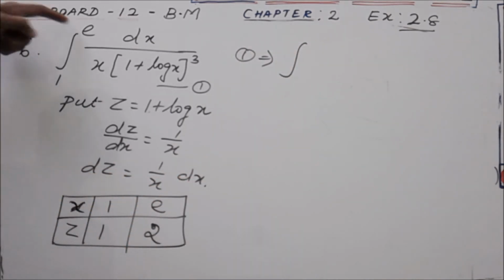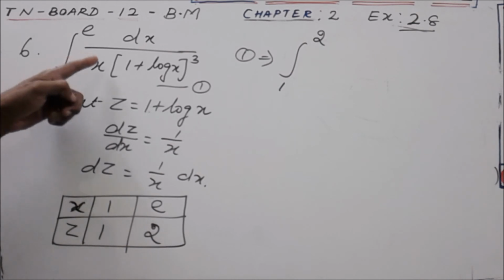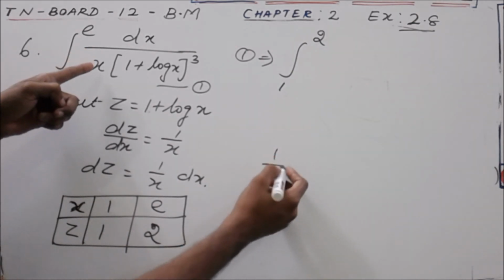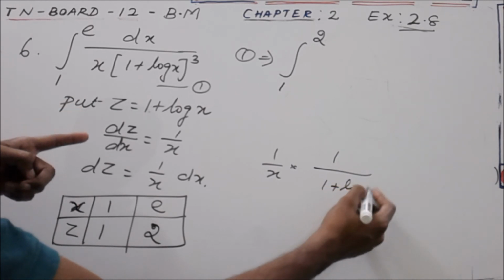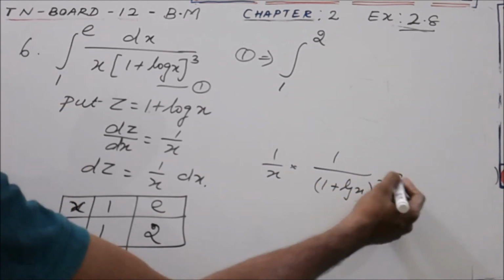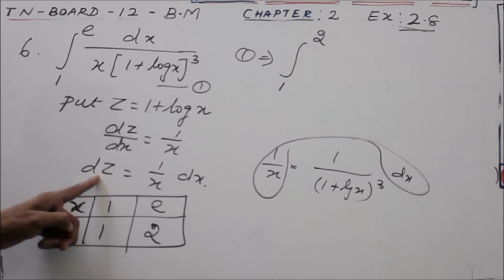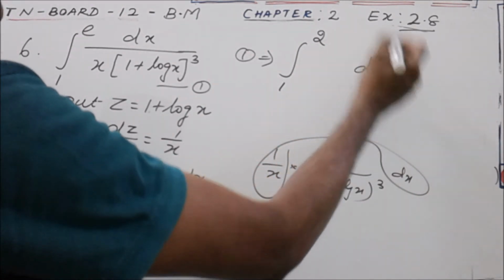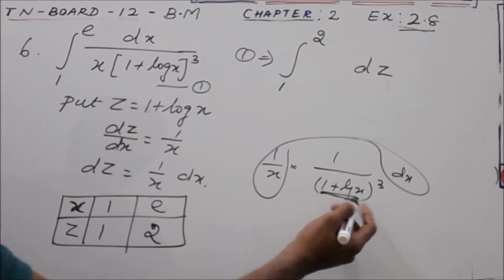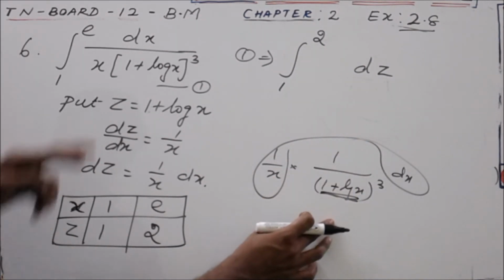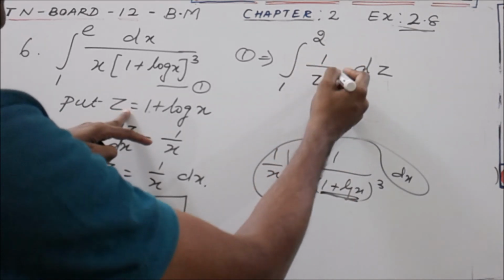The integral from 1 to e is changed to 1 to 2, and then we split the function as 1 by x into 1 by (1 plus log x) whole cube dx. This 1 by x dx is taken as dz, writing dz here. The remaining is 1 by (1 plus log x) whole cube, with the function raised to the power substituted by z. So this is 1 by z cube.